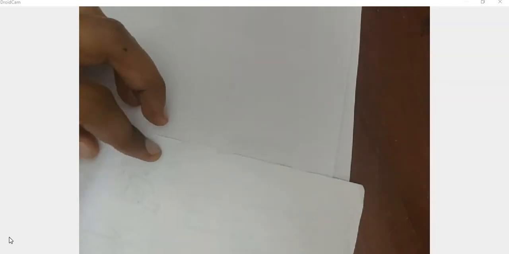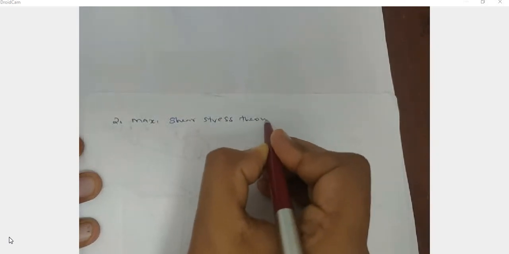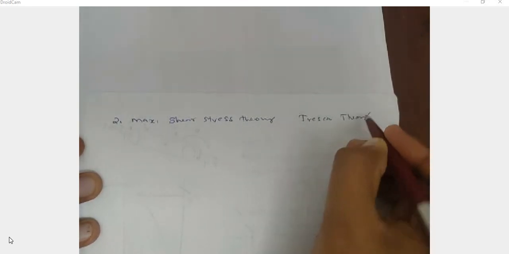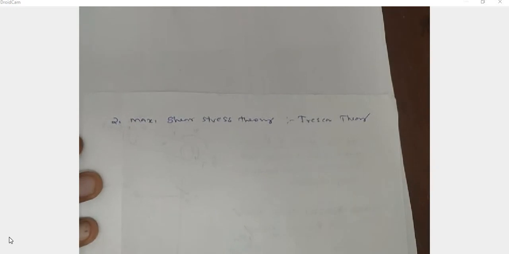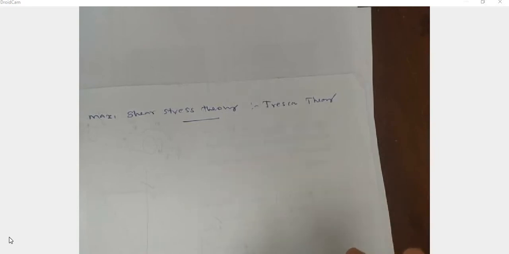So that is the first condition. The second one is the maximum shear stress theory, or Tresca theory. According to this theory, failure will occur when the maximum shear stress in the material reaches the value corresponding to the value at the yield point in the uniaxial tension test.